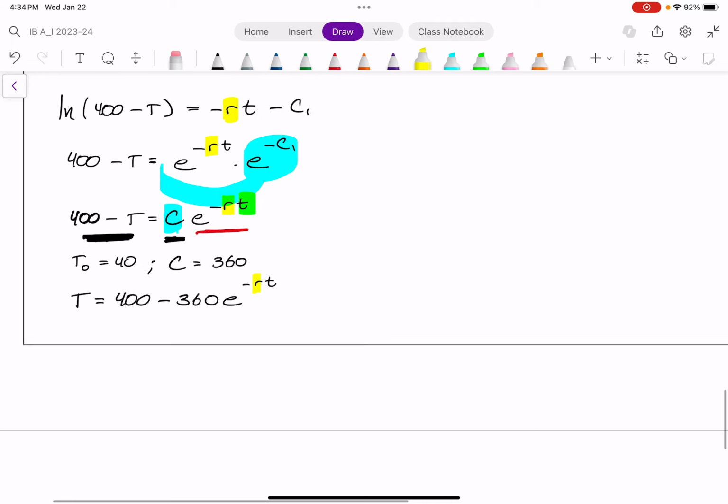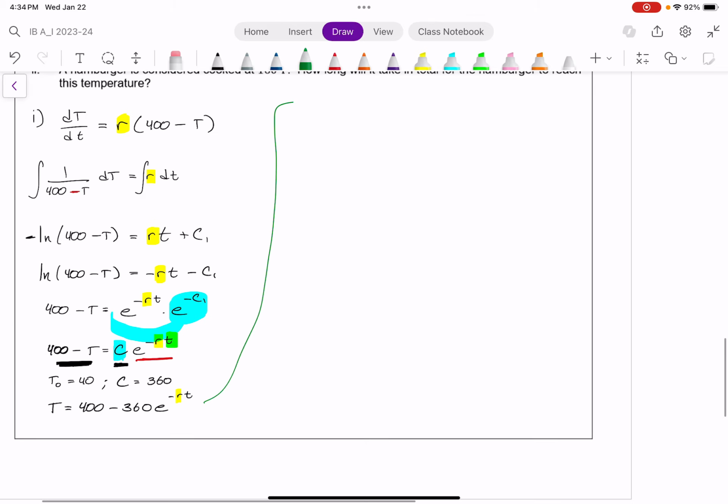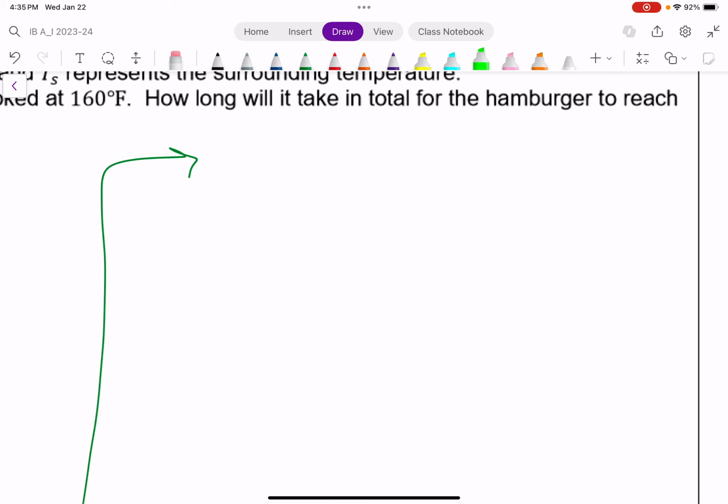All right, so now let's solve for R. Let's figure out R. And to figure out R, I now need to go back to my question and realize I've never used the fact that after 10 minutes, the hamburger is 107 degrees. So I can go back to this and change big T to 107, change little t to 10, and I have enough information to solve for R. And so let me substitute that in here. I get 107 equals 400 minus 360 times e to the negative 10R. And now I can solve for R.